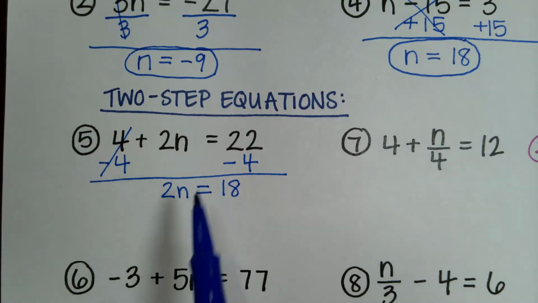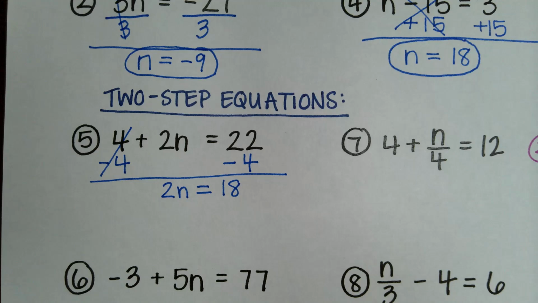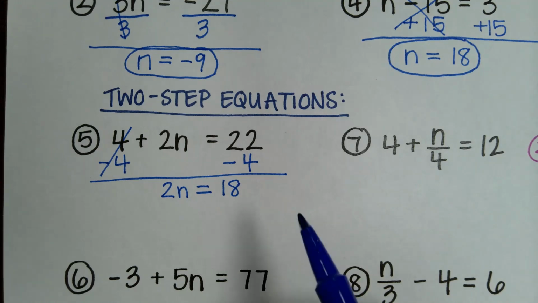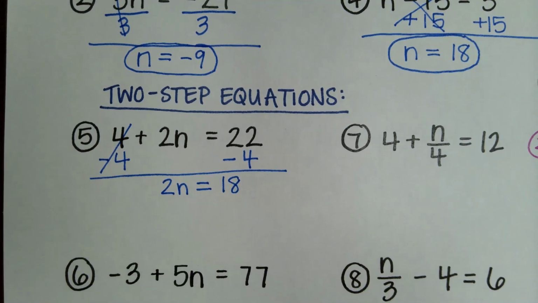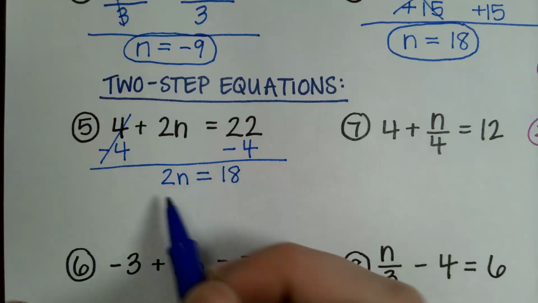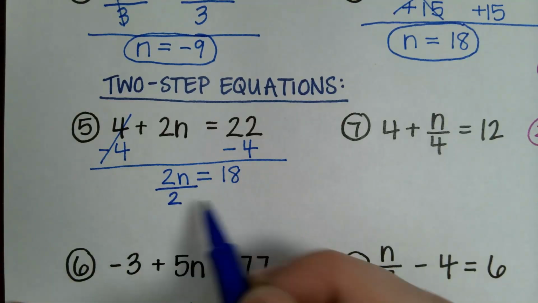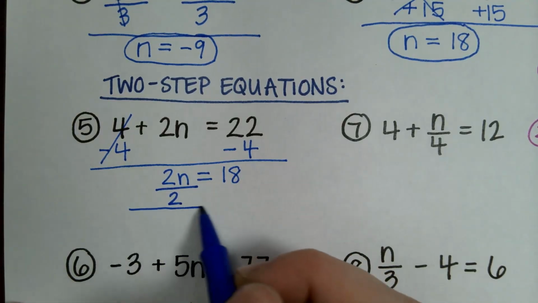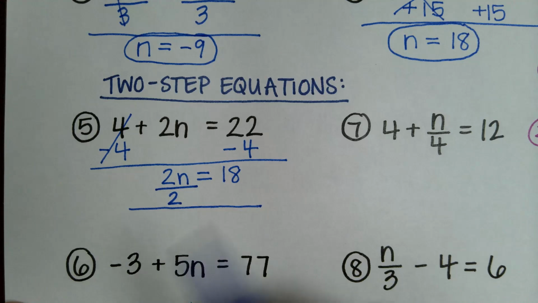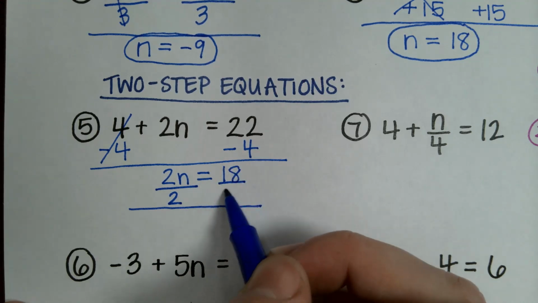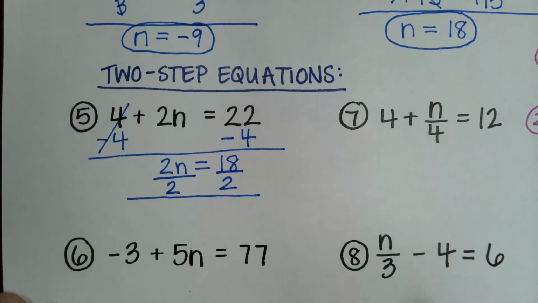What is happening here with the 2 and the n? Yes, this is multiplication. So you're exactly right. To get rid of the 2, we need to divide by 2. So let's write divided by 2. And where else do I need to divide by 2? Under the 18. We've got to keep our equation equal. All right, what happens next?